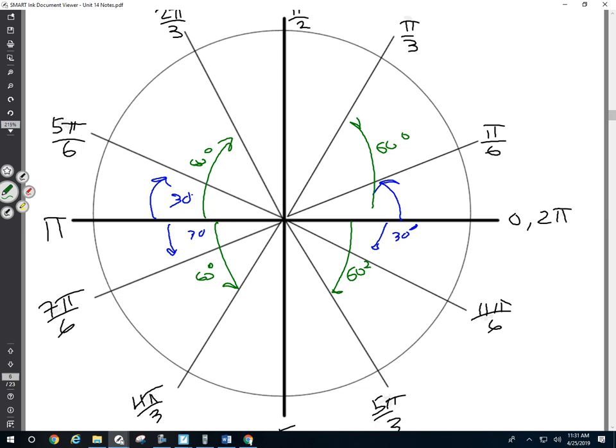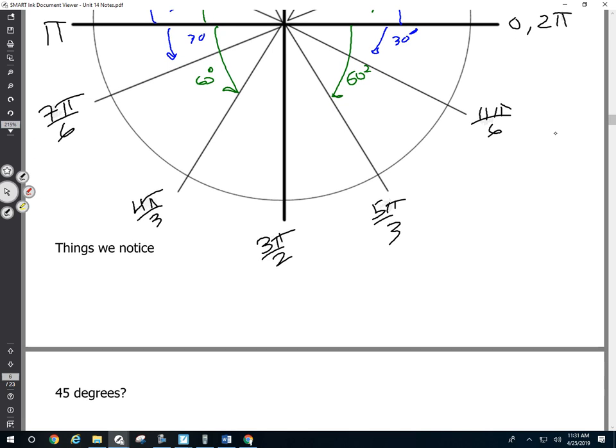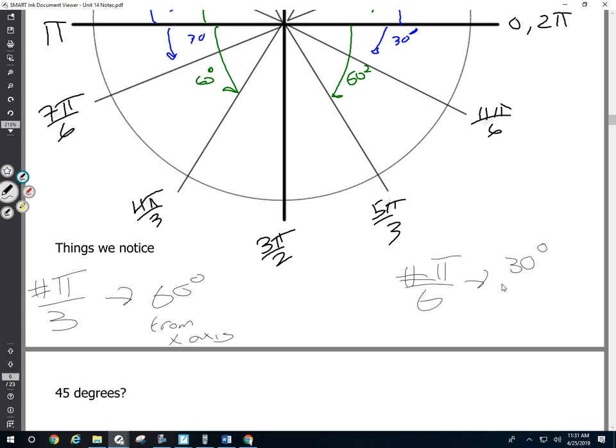What about the pi over 2s? 90. Okay, this is very important. All the blank pi over 3s give us 60-degree angles in reference to the x-axis. All the blank pi over 6s gave us 30-degree angles from the x-axis.